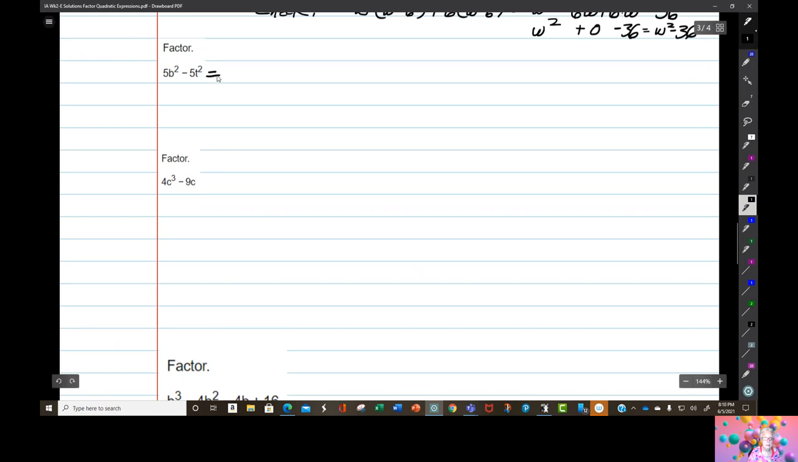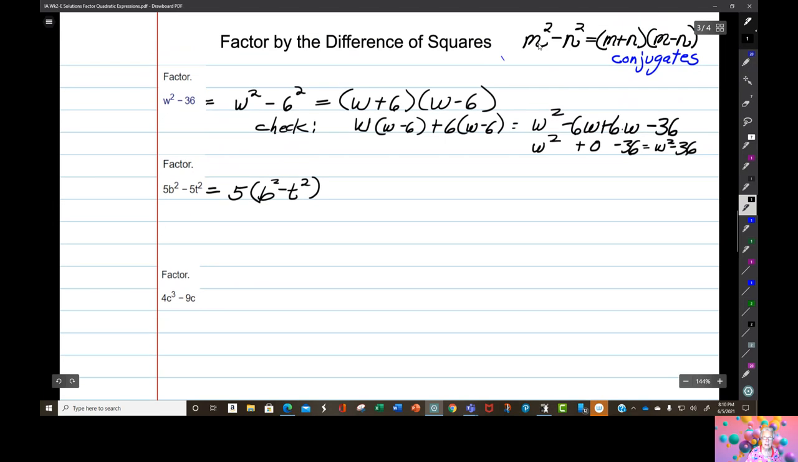Now here, look at that, both of these terms contain a 5. B squared minus T squared. B is acting like M. T is acting like N. And 5 is stuck out front. So this is going to be 5 times B plus T times B minus T. Let's move on.